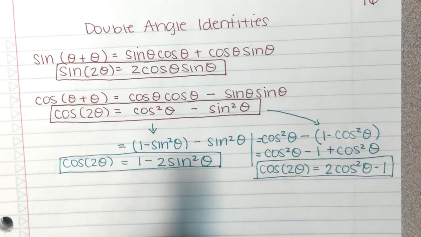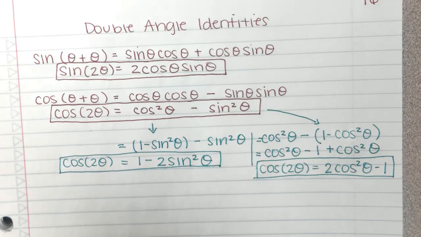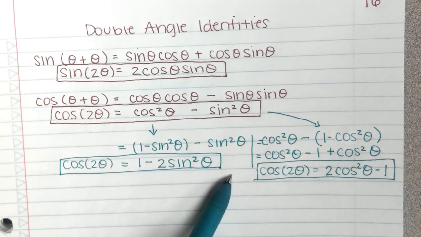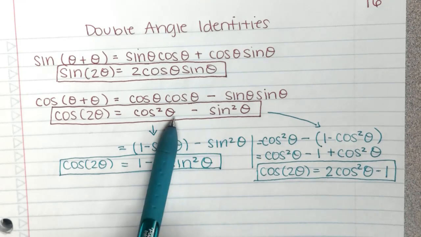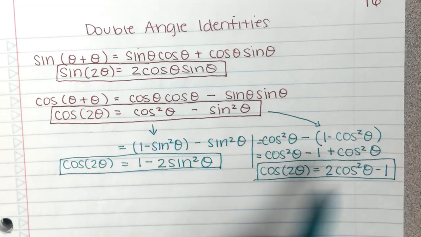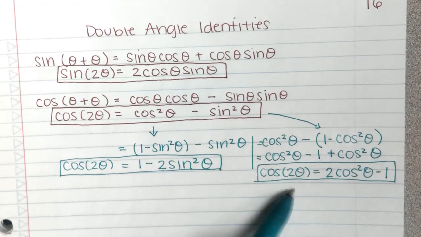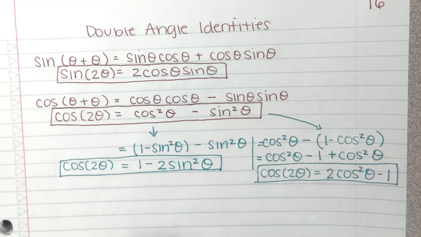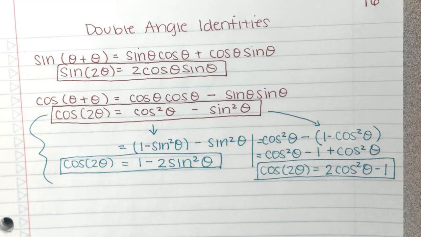So cosine, these all three are equivalent. You could memorize one of them and just know to substitute in. Like typically I use this one. The only reason these two come into play is if you only have sine or you only have cosine, then you don't have both, then you would use one of these. Okay, but all three of these are the same thing.